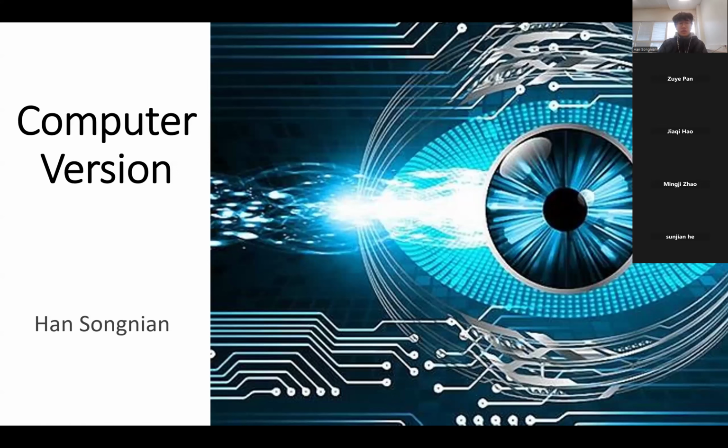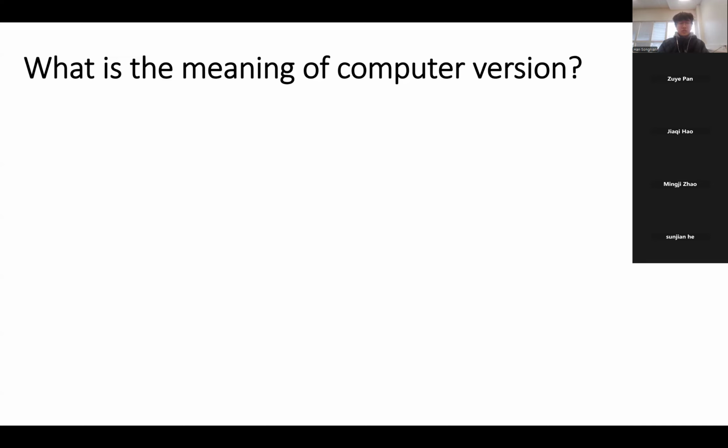Okay, hello everyone. Today my presentation is about computer vision. And first, it may raise the question of what the meaning of computer vision is. So I think we can make an analogy.